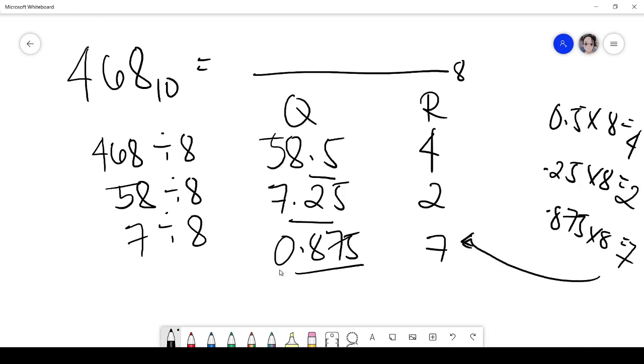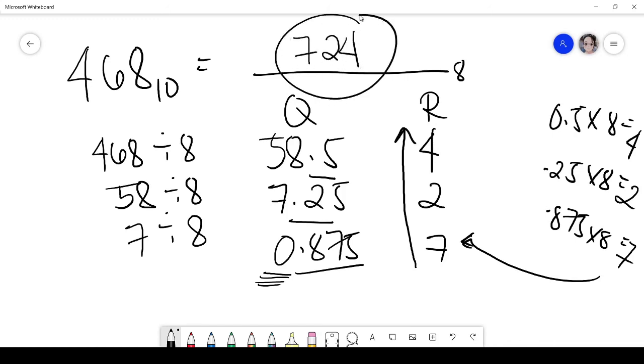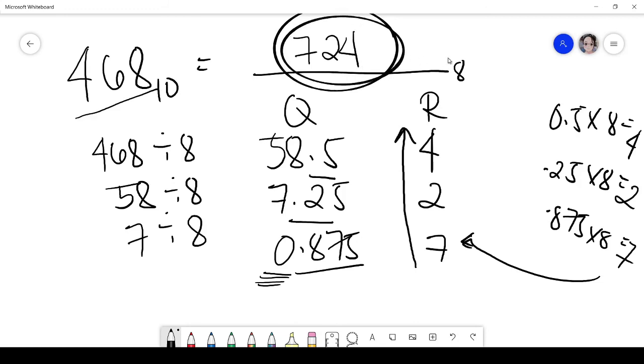So we already reached 0. So we have to stop our calculation. So ato na siyang basahon going upward. So your value now in octal is 724. Okay? So this is now your answer. So this is your equivalent in decimal and this is now equivalent in octal.